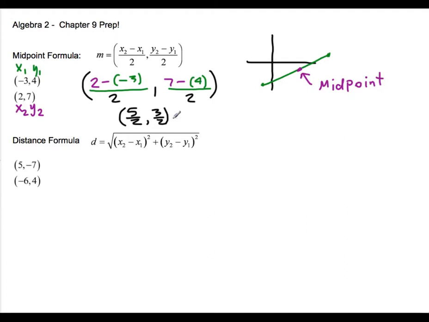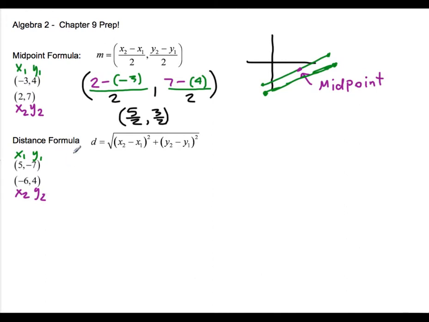Well, what about the distance formula? What if I want to find out how far it is? What if I wanted to know the actual length of this green line right here? Well, if I know the 2 endpoints on that line, then I can use the distance formula. And again, we're going to label our points. I'll label them better this time: x1, y1, and x2, y2. We just substitute these right into our equation for the distance formula every time.